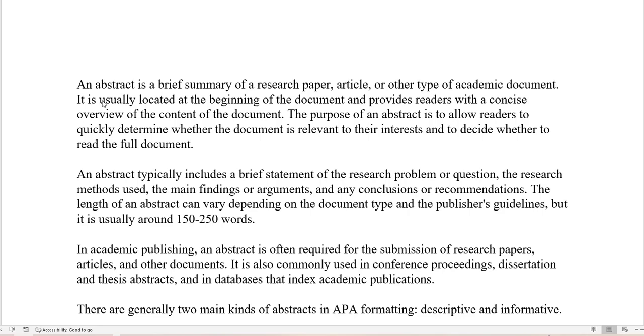So the abstract comes right after the title page, but right before the first page, right before the introduction. An abstract typically includes a brief statement of the research problem or question, the research methods used, the main findings or arguments, and any conclusions or recommendations. The length of an abstract can vary depending on the document type and the publisher guidelines, but it is usually around 150 to 250 words, usually about 2 paragraphs.